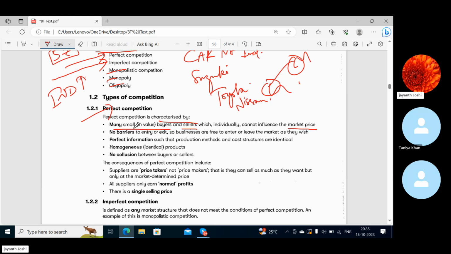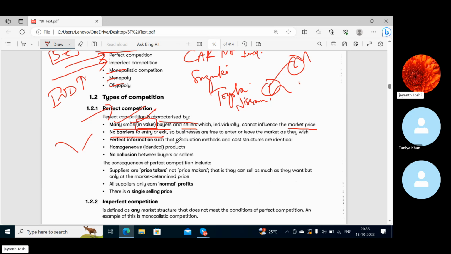The points are very simple and clear. Many small-value buyers and sellers. Many means a large number. Small, like they buy some normal goods like clothes or vegetables, which individually cannot influence the market price. No barriers to enter or exit. Anyone can come into the market. They are free to enter and free to exit. So businesses are free to enter and leave the market as they wish.